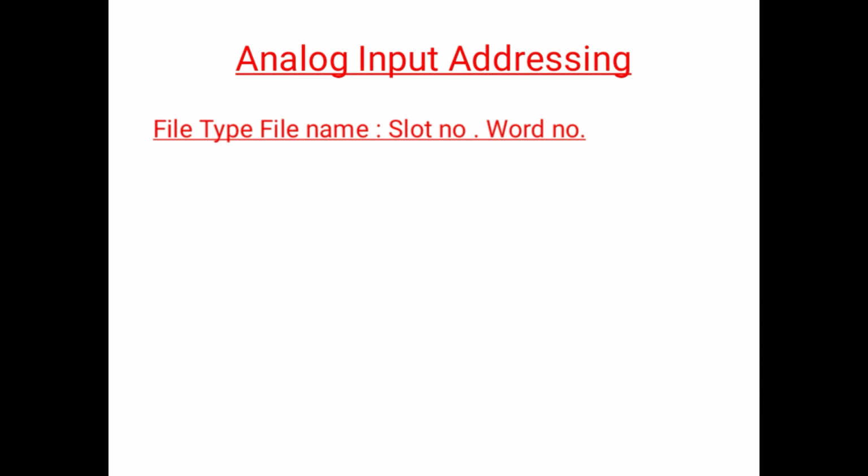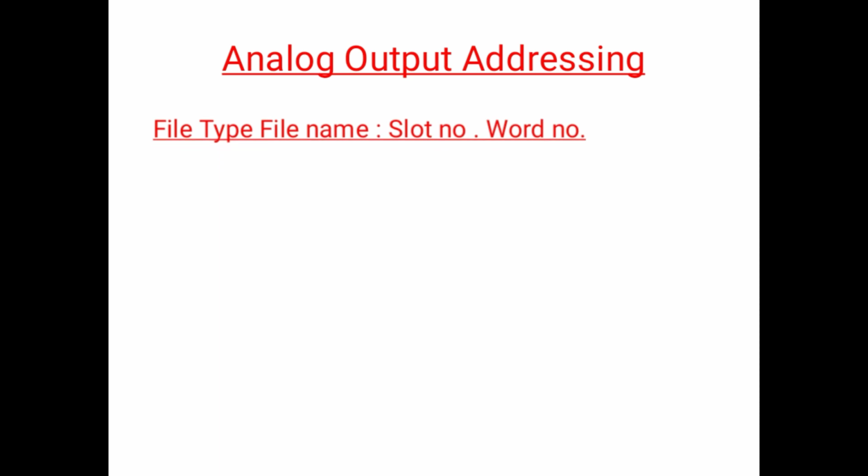The formula remains the same. File type, file name colon slot number dot word number. File type is I, file name is 1 colon. Let's suppose that our analog input card is in the third slot, so slot number is 3 dot word number is 0, and next is I1 colon 3 dot 1, because the word number will change and rest will remain the same, and last is I1 colon 3 dot 2, so word number will change, rest will remain the same. This does not mean that word will go up to 15, word can go beyond 15 also, it depends on the memory of PLC. So this is the addressing of modular PLC for analog input addressing.